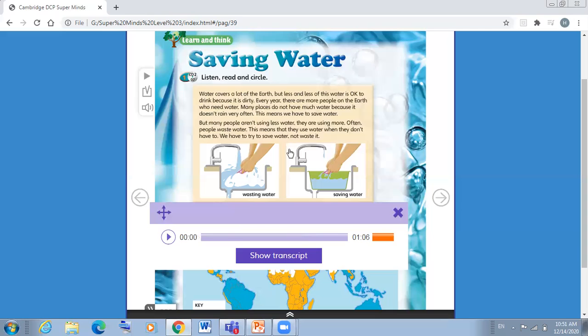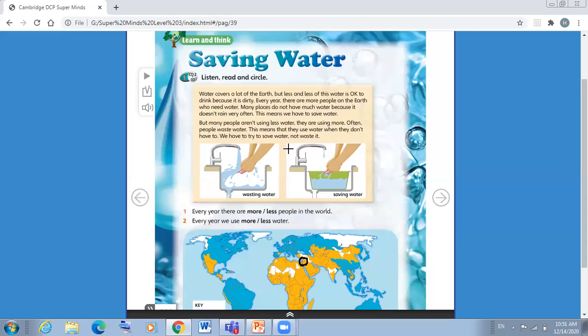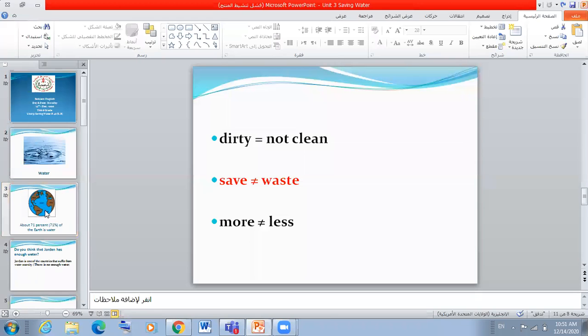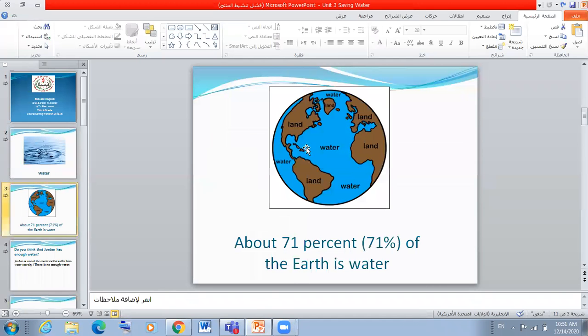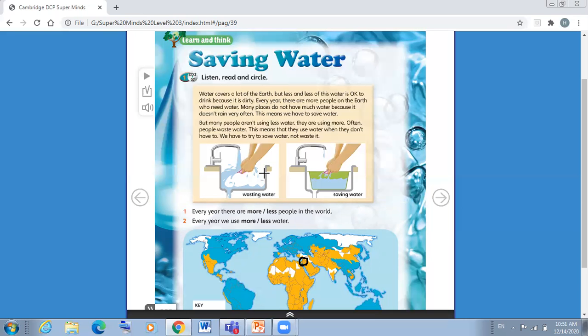Okay, so let's read the paragraph again. Water covers a lot of the earth, and we said this information before. Here, we said that water covers most of the earth. Okay. But less and less of this water is okay. Why? Because most of the water is dirty. So, but less and less of this water is okay to drink because it is dirty.